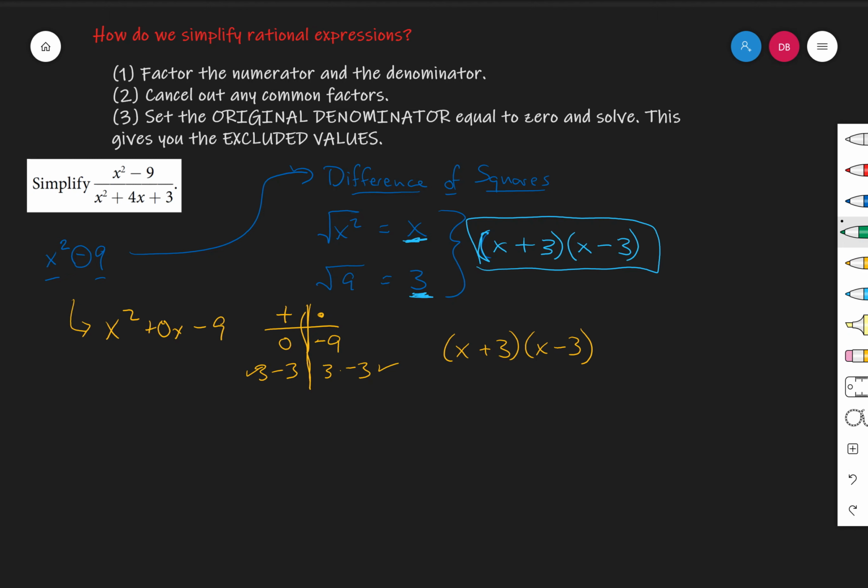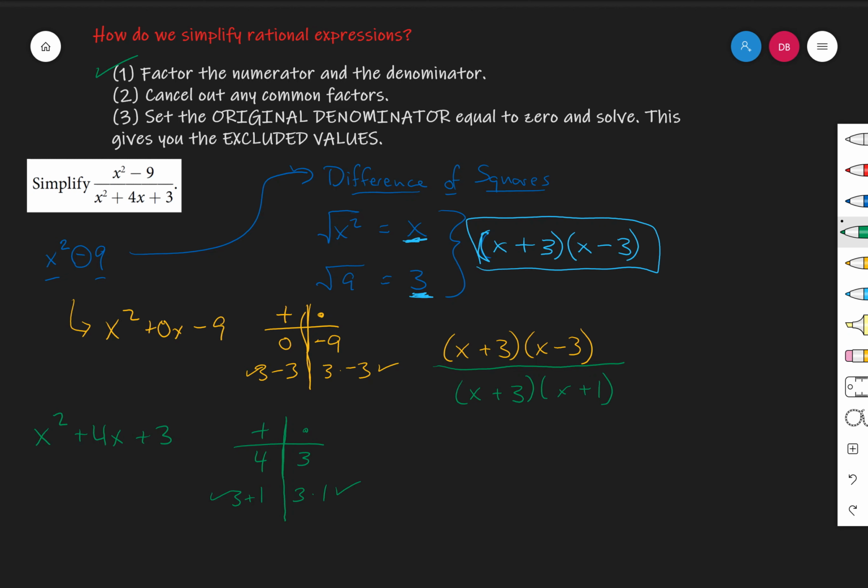We need to do the denominator. Our denominator is x squared plus 4x plus 3. This is a typical trinomial. So we remember how to do that. We're looking for two numbers that add together to be 4 and multiply together to be 3. 3 and 1. 3 plus 1 is 4. 3 times 1 is 3. That works. So our factorization here will be the denominator, and it will be x plus 3 times x plus 1. They're both positive.